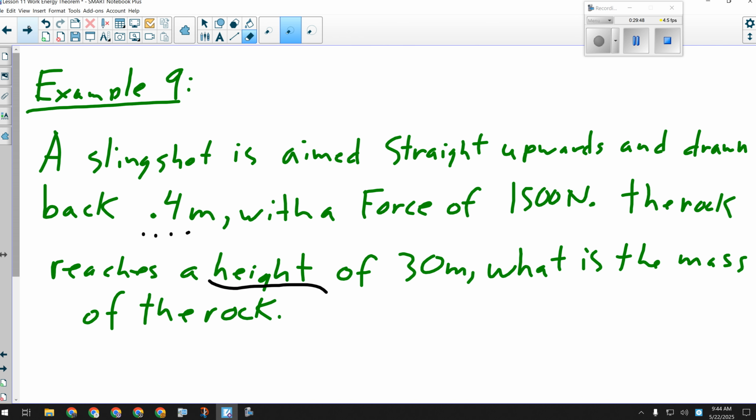Okay, now this one, the context can be a little bit confusing because the slingshot is being aimed straight up in the air. So we also know with this question, this height is measured from the ground, and we start on the ground. It doesn't outright say that, but it is important to know that if we're measuring from the ground, that means our initial height was the ground.